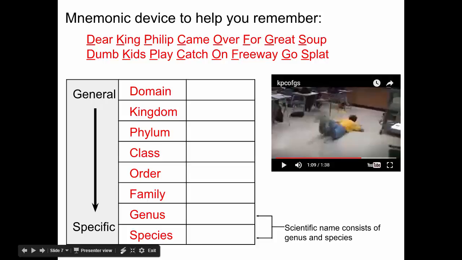So where do humans fit into it? Let's look at our own classifications. The domain that humans belong in is called Eukarya. We'll learn more about what that means. It has to do with the cells, whether or not the genetic material is surrounded by a nuclear membrane. What kingdom do we belong in? Animal kingdom. How many kingdoms are there? Six.